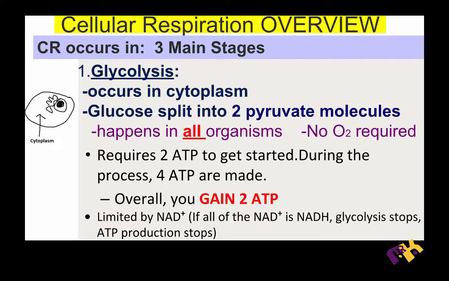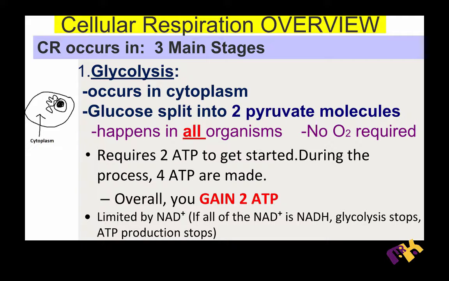Here's the catch. It requires 2 ATP to get started. So you pay in 2 ATPs, but you get 4 out the other side. You double your money. You put 2 in, you get 4 out. Overall, you're going to gain just 2 ATPs.